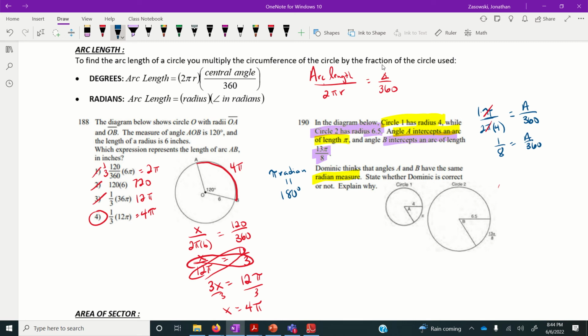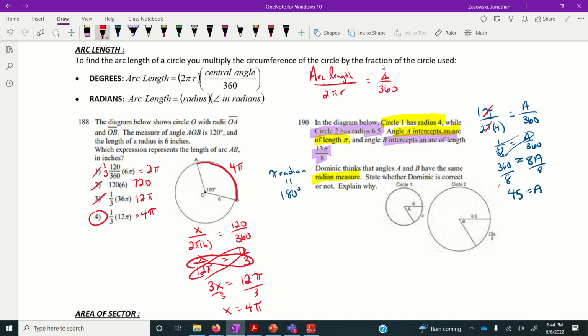And then we can cross multiply. So 8 times A is 8A, and 1 times 360 is just 360. And then we divide by 8, and we're going to get an answer of 45 to equal A. So if we get the same thing for B, then we know the angles are equal and the radian measure has to be the same.